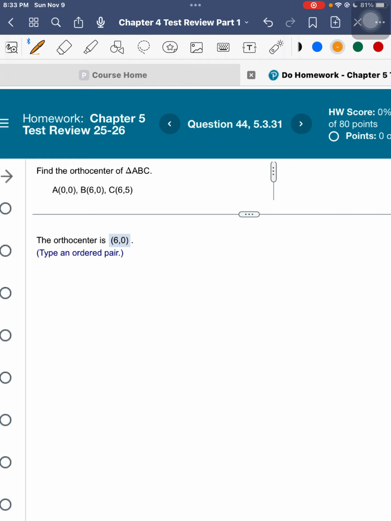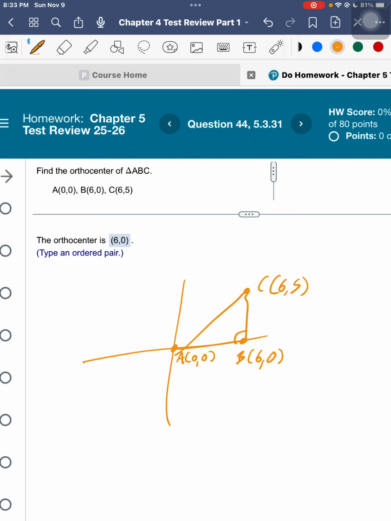Now, orthocenter. Find the orthocenter of this triangle. If we draw this, we're going to have 0, 0, 6, 0, and 6, 5. For those of you astute people, we could already tell that these coordinates were going to give me a right triangle, because I have two coordinates with the same x, so that's a vertical line, and two coordinates with the same y, which is a horizontal line. So I would have a right triangle, which I have right here.